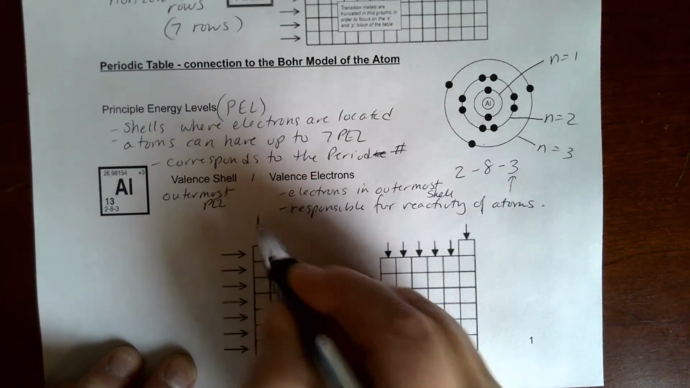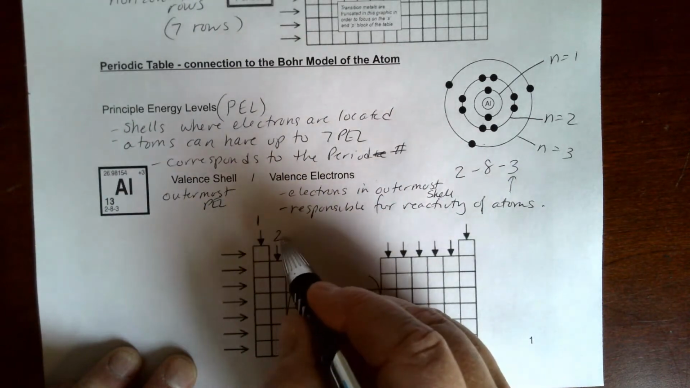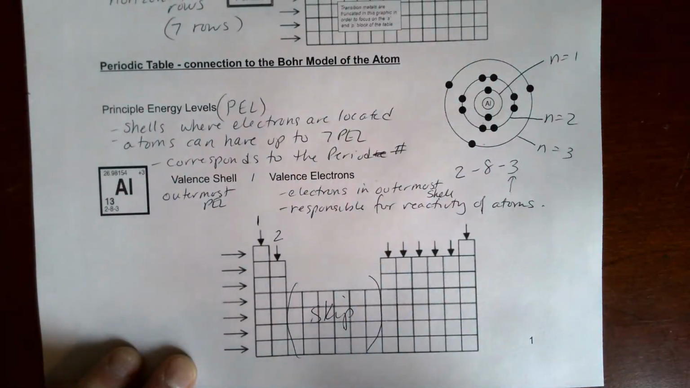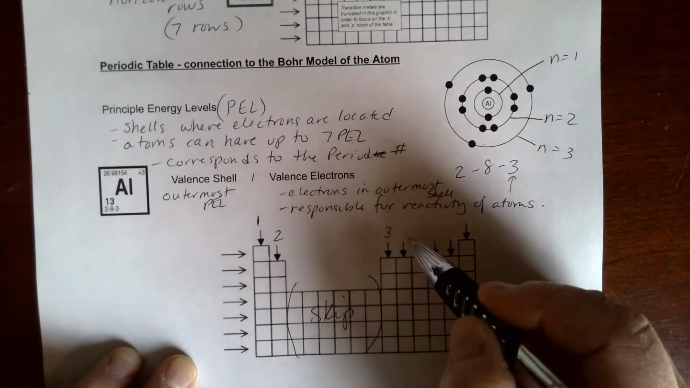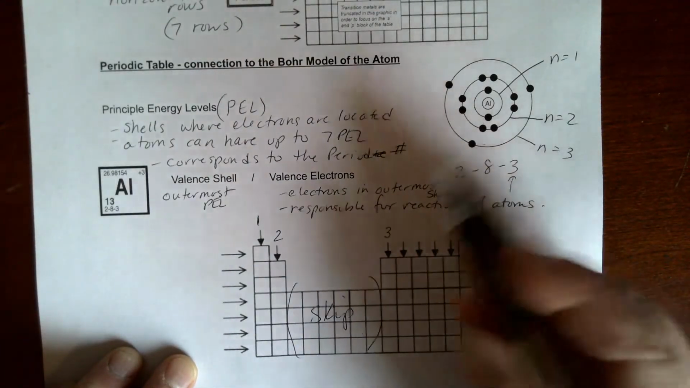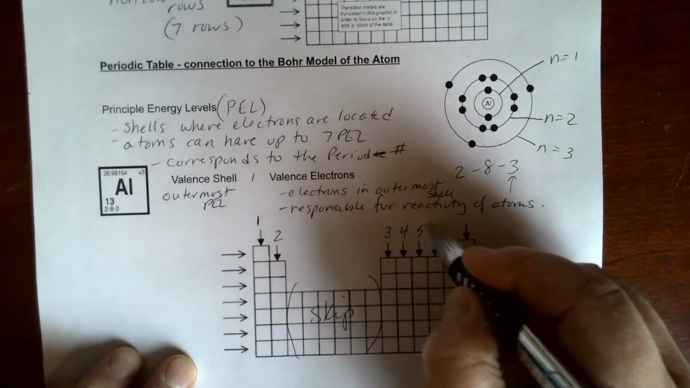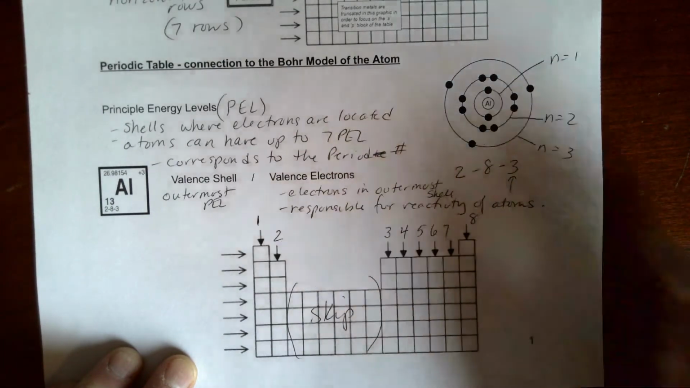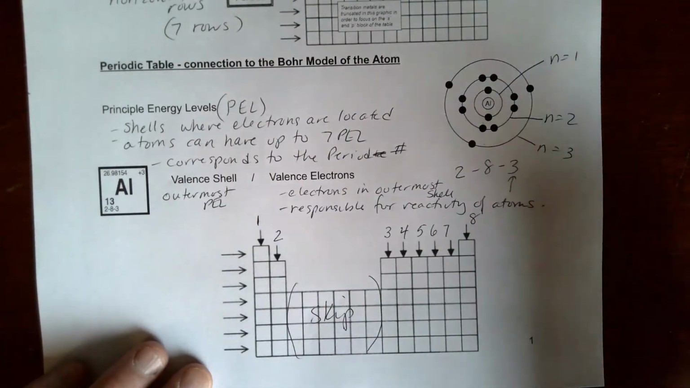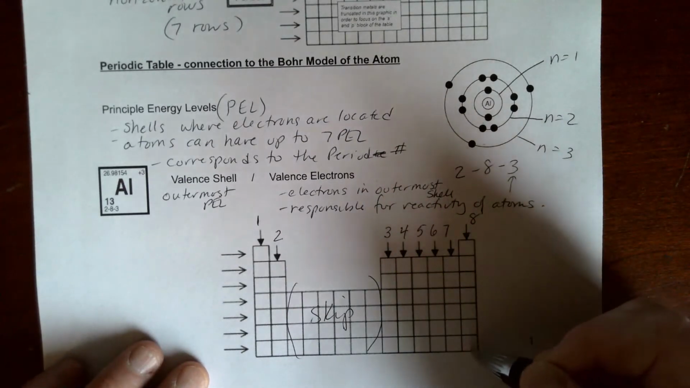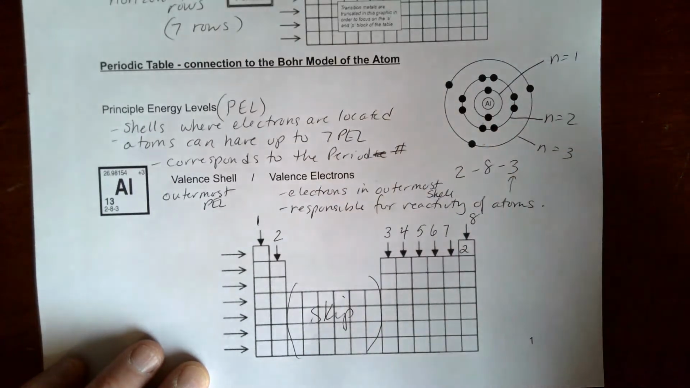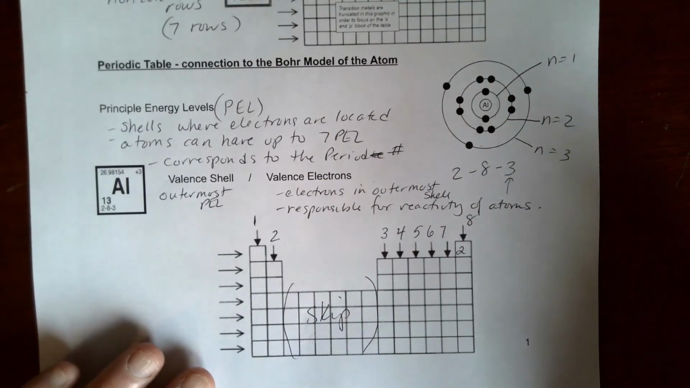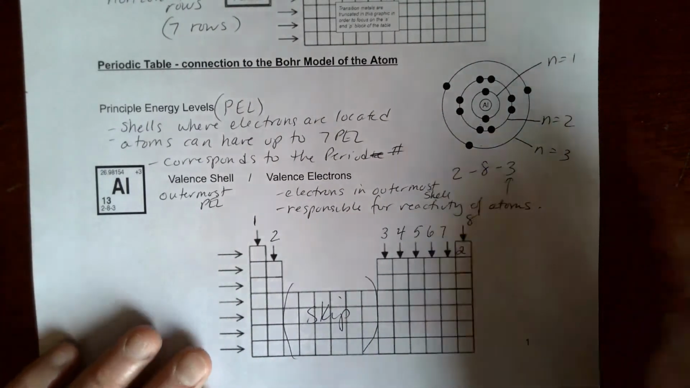This first column has 1 valence electron. The second column has 2 valence electrons. If we go over here, all the elements in this column have 3 valence electrons. And if we keep going all the way over, by the time we get to the noble gases, these elements will have 8 valence electrons. The exception to that, of course, is helium, which can only have 2 valence electrons because there's only room for 2 in that first shell.